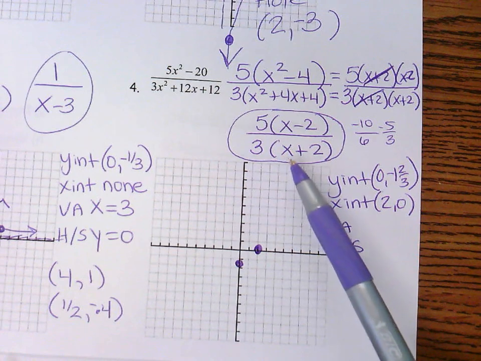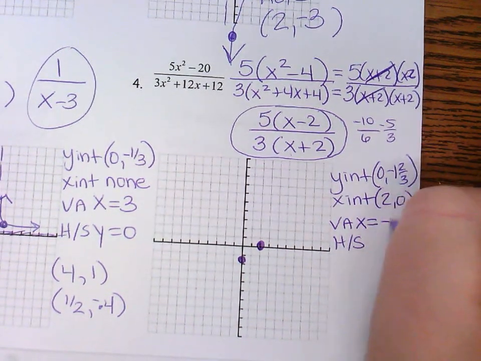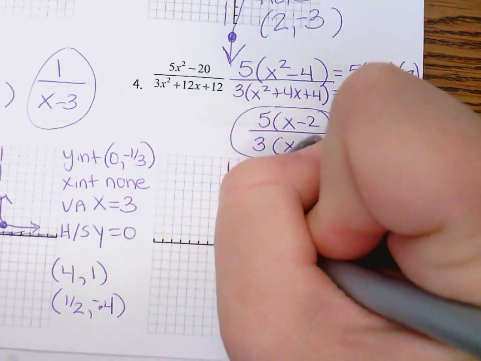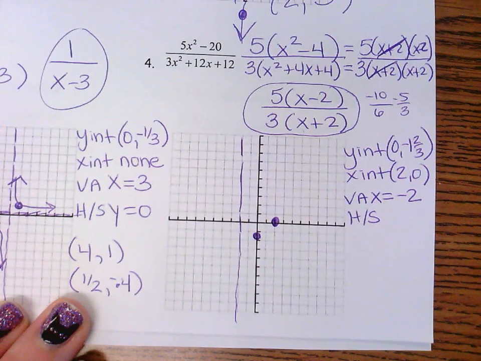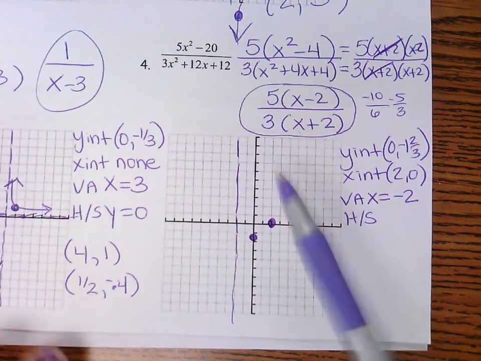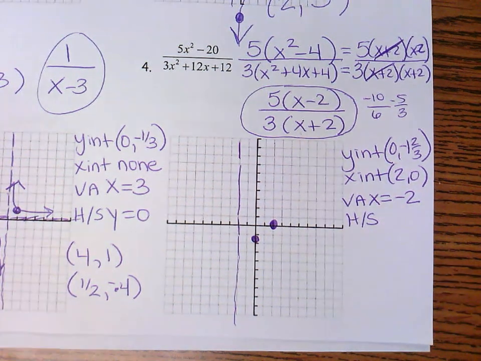-2, because -2 plus 2 gives me 0 in the denominator. So x equals -2 is where my vertical asymptote would go. So plug in 0, look at the numerator, look at the denominator, compare the two. Which is the winning power? Numerator or denominator? What would you say?